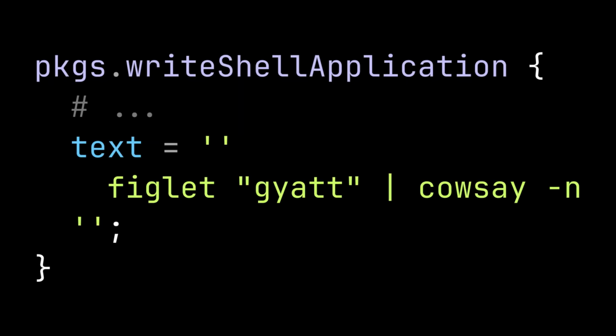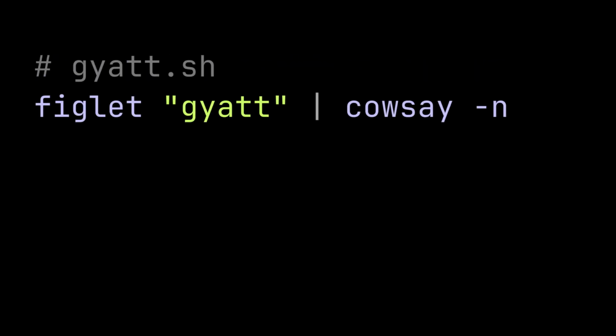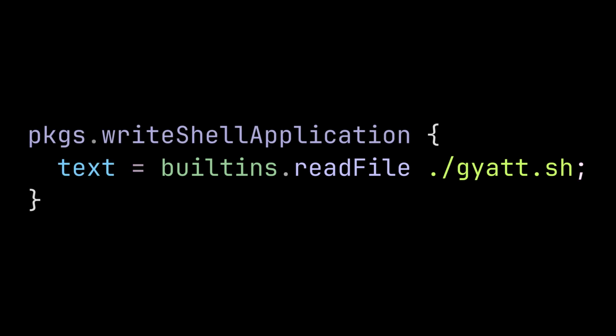But what if you don't want to write the shell script as string in the Nix file, but you want to write it in its own file instead? To do that, you can use readFile function with the file path as argument. This way, you can read the file content as string, then pass it to writeShellScriptBin or writeShellApplication.